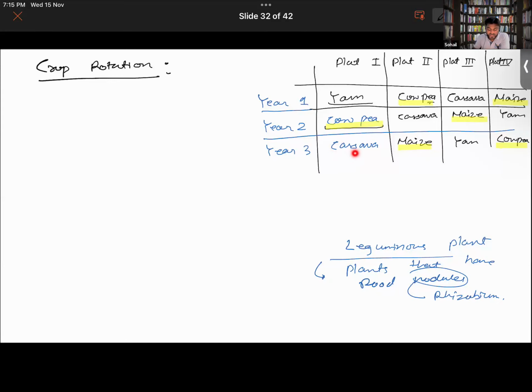For the third year, I don't have to provide the soil with nitrogen fertilizer, for the second year also. Is this clear or not? Please do let me know.